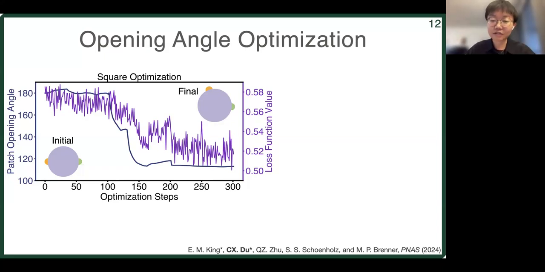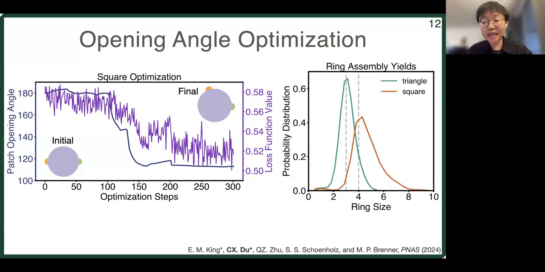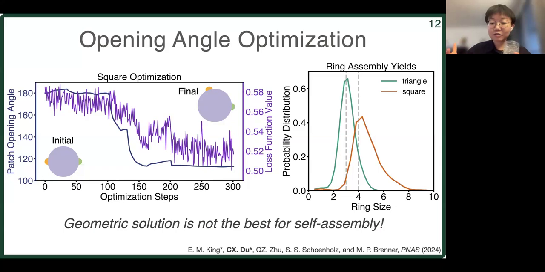We wondered, is this actually correct? So we ran a lot of flow simulations and confirmed that yes, 100 degrees will want to form squares more, and roughly 70 degrees will want to form triangles more. So already here we had a nice demonstration. We learned that the geometric solution is not the best for self-assembly in these finite clusters. They want to have a slightly bigger opening angle.